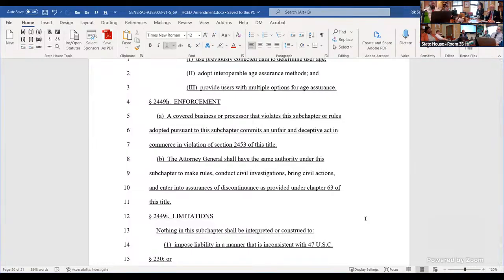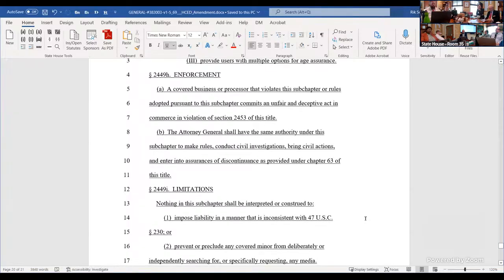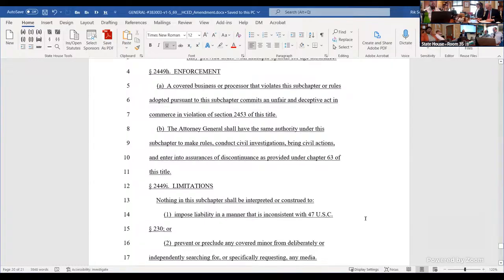Enforcement, I mentioned before, is under the Vermont Consumer Protection Act, so a violation is an unfair and deceptive act in commerce, which brings in that act. The AG has the same authority to make rules. So you're giving them specific rulemaking authority when it comes to age assurance and data privacy, but through subsection B here, they have the authority over all of the bill to adopt rules that could further clarify and add more details to different parts of the bill if they want.